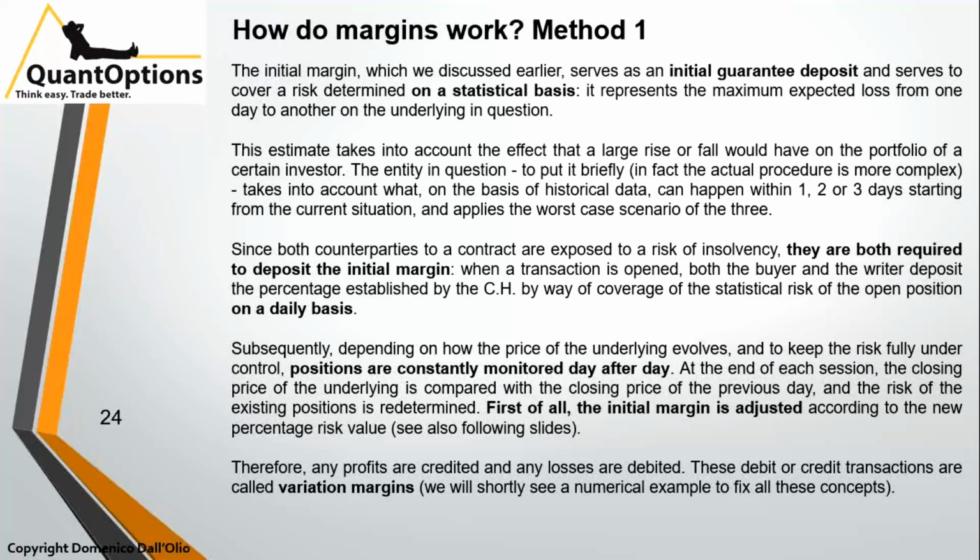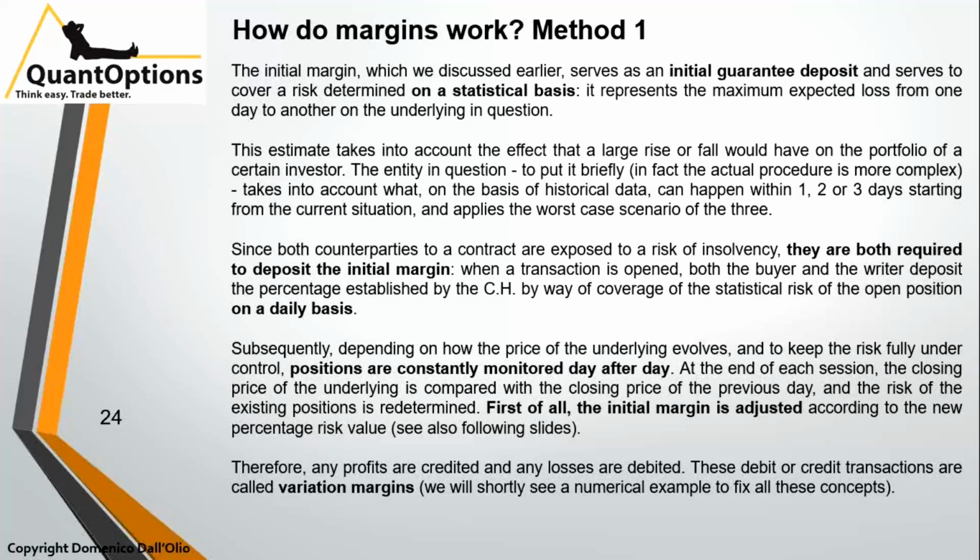Therefore, any profits are credited and any losses are debited. So, let's recap all of this. In the moment you open the position, you deposit the initial margin. The initial margin is calculated as a fraction of the value of the contract, and that fraction is calculated on the basis of a statistical calculation. And it's a measure of risk, of the expected risk.